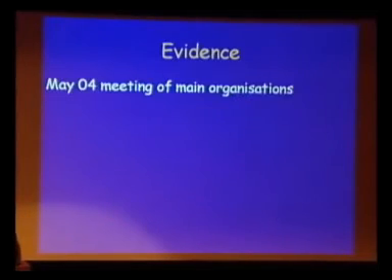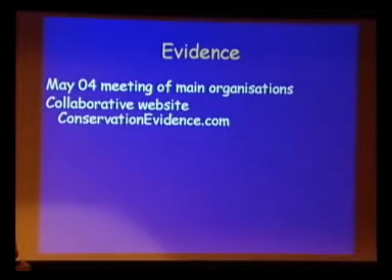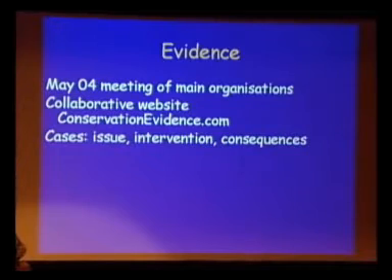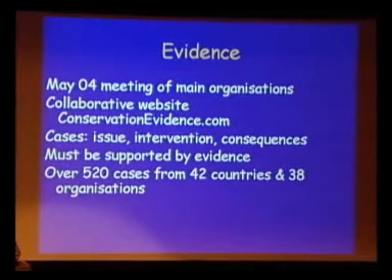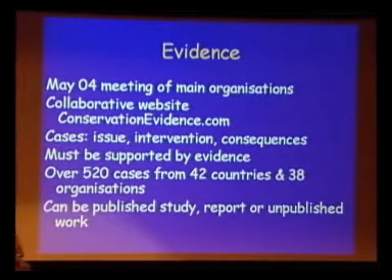So for the evidence, the way we did this, we brought together the main conservation bodies, we created a website where we can document people's experiences. So what's the problem? What was the intervention? What happened? And it has to be evidence. We're not interested in people's opinions. And so far, we've got 500 cases, 42 countries, 38 organizations participating. And it can be, we'll summarize published information, or we'll take people's unpublished work.